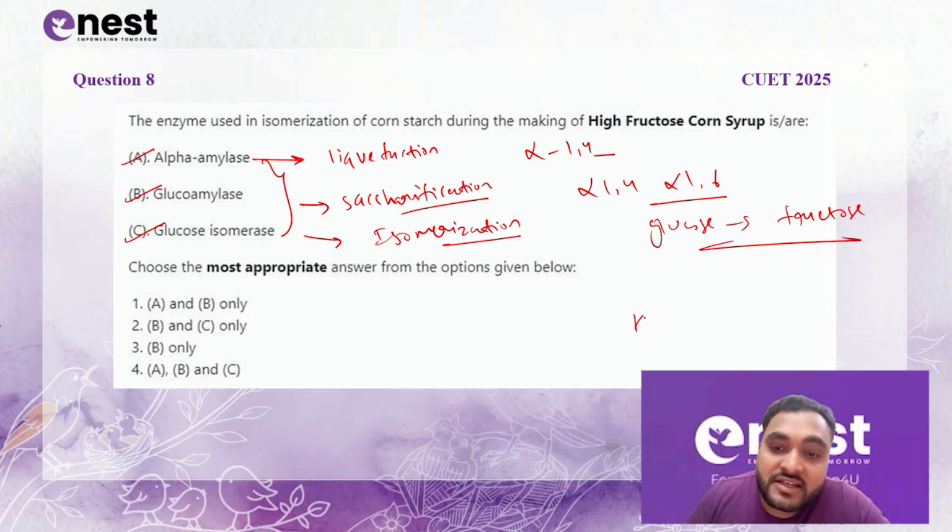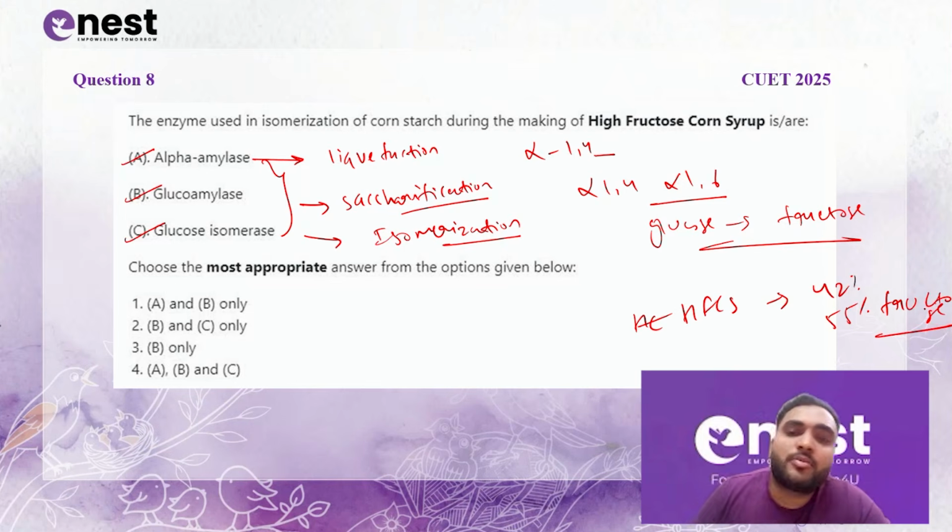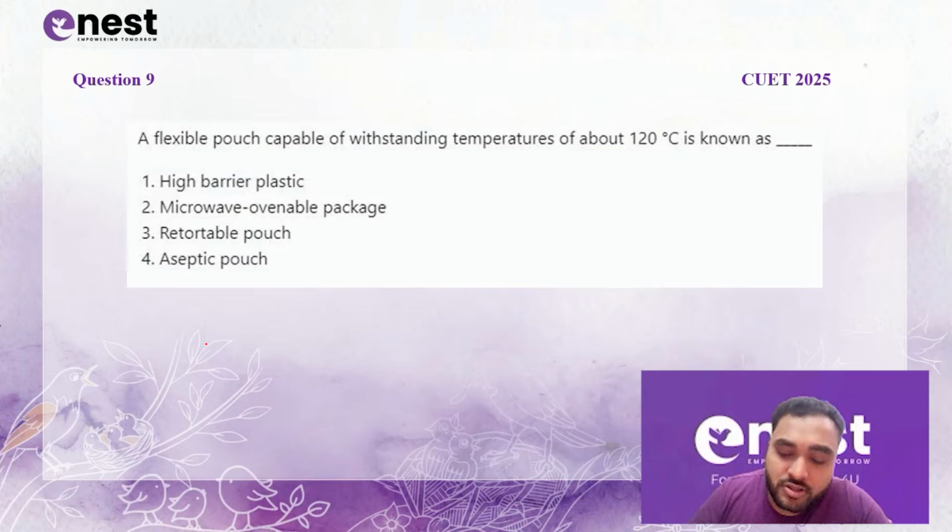And basically your HFCS contains around 42% to 55% of fructose. It is a very common ingredient often used in your beverage industries, your confectionery industries, because it will not crystallize and it is a very easy product. Instead of sugar, people sometimes use HFCS if they want the end product to be in the semi-liquid or liquid form. So the most appropriate answer is A, B and C. That is the fourth option. Let's proceed on to the next question.